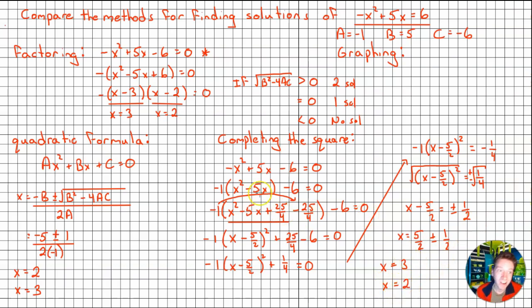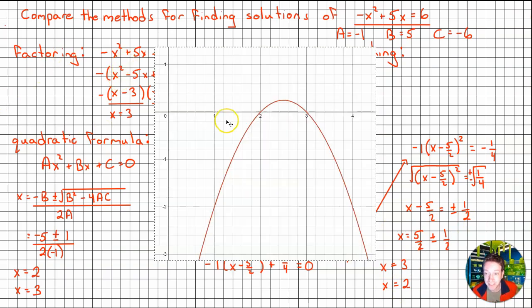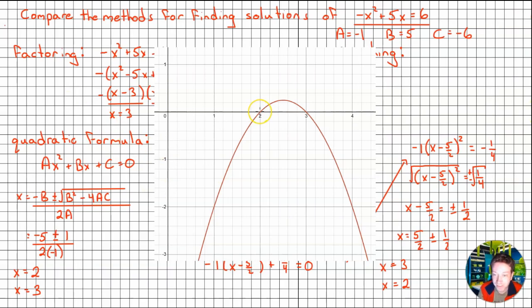And finally, our last example would be graphing. If we were to graph this quadratic, this is what we get. And all we have to do is the solutions to it are the zeros right here and right here, where x equals 2 and x equals 3.